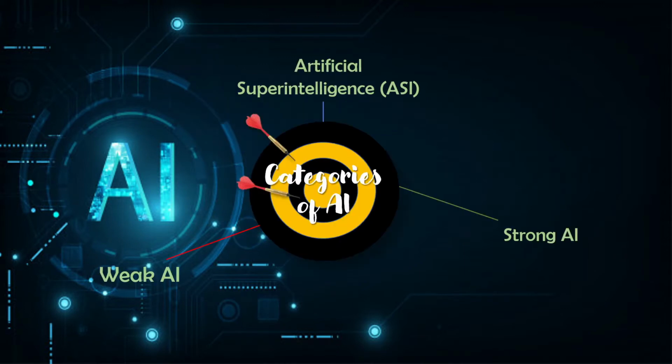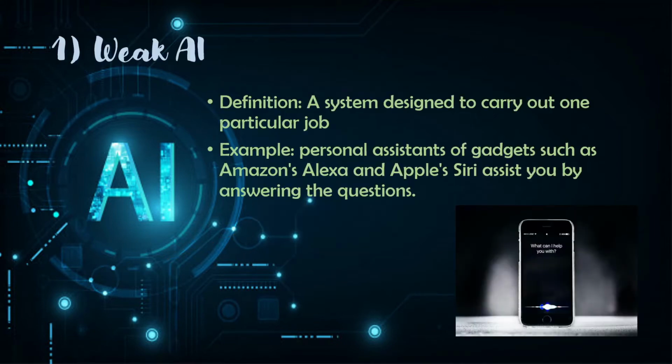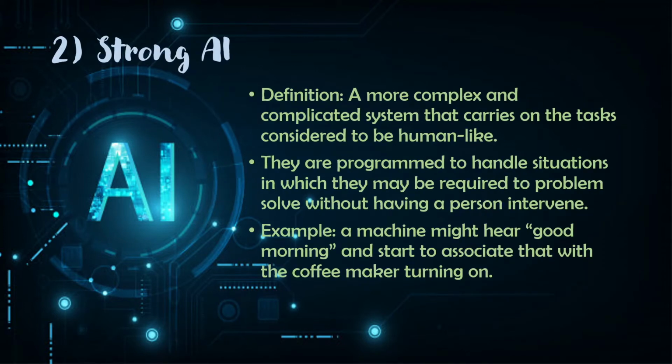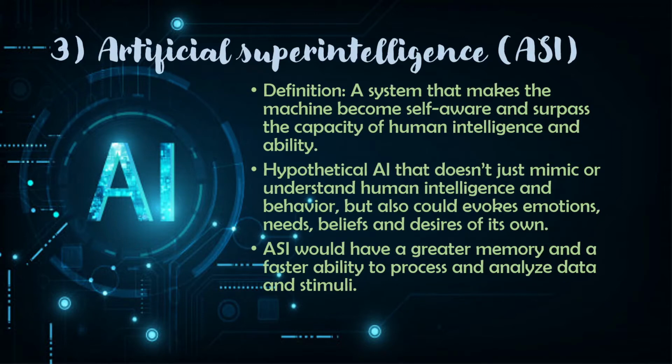There are three categories of AI, which are weak AI, strong AI, and artificial superintelligence. Each of them can be classified based on the degree of task difficulty, in which they carry out different tasks from the simplest one to those that are even more complex. For more details, you can pause our video and please refer to our slides.